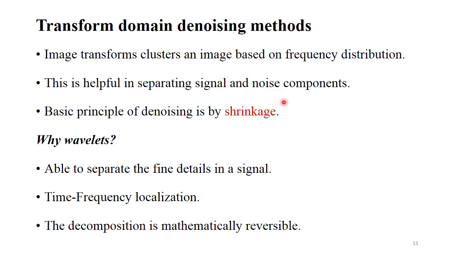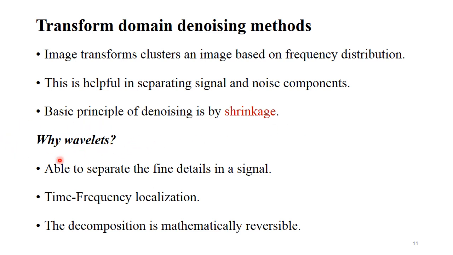Once they are separated, we apply a simple but effective rule called shrinkage. Shrinkage is nothing but identifying a threshold value and applying that threshold on the transformed coefficients. Then we get the results. We'll have a detailed discussion later.